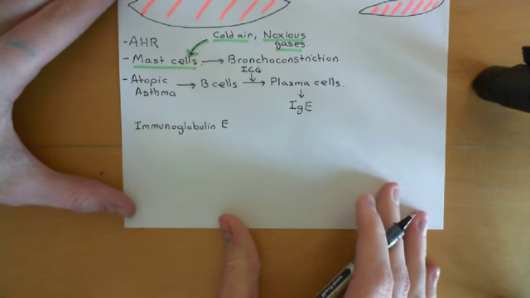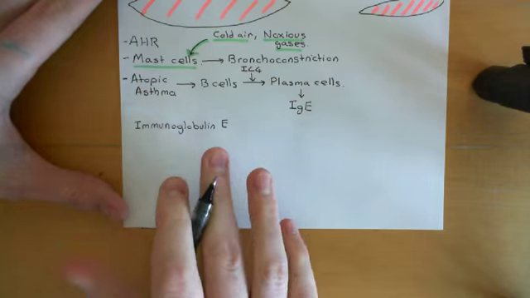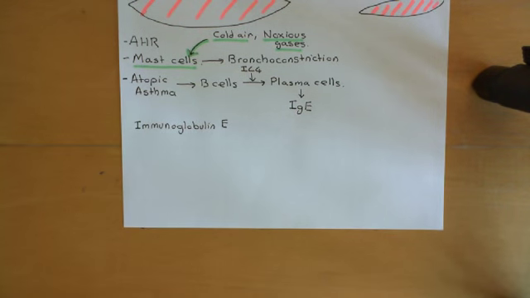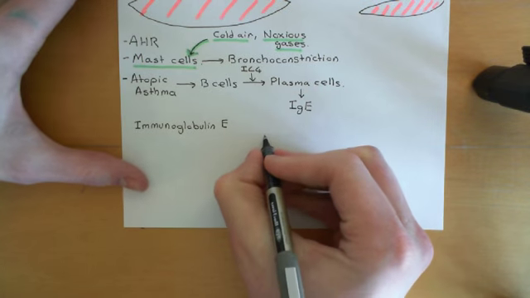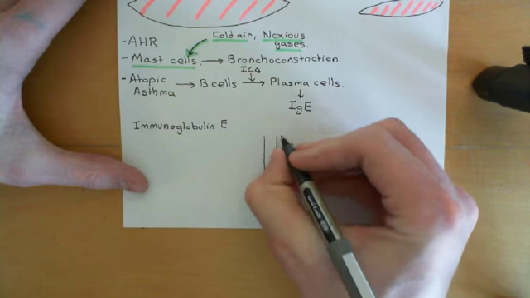Let me just explain what the E actually means. What is the difference between IgE and other antibody molecules? Right, so for this I need to draw the structure of an antibody molecule out.